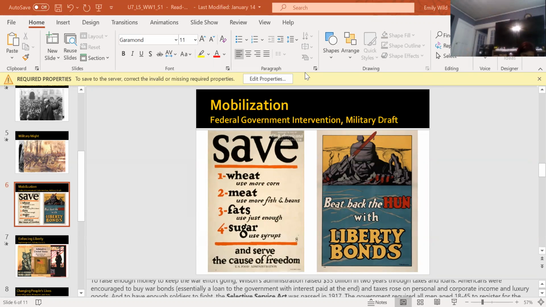So again, it's called the Selective Service Act. The military draft is also known as the Selective Service Act, which was passed in 1917.